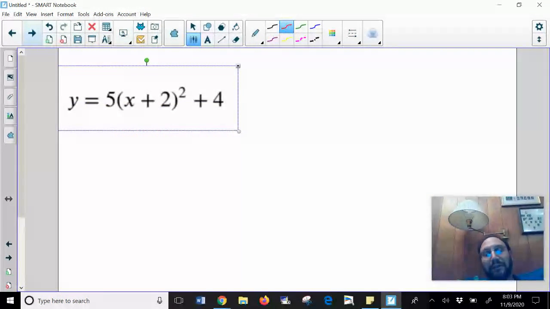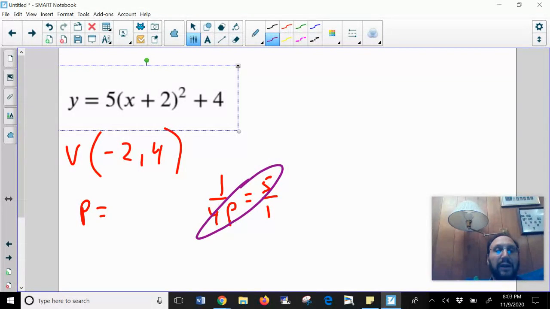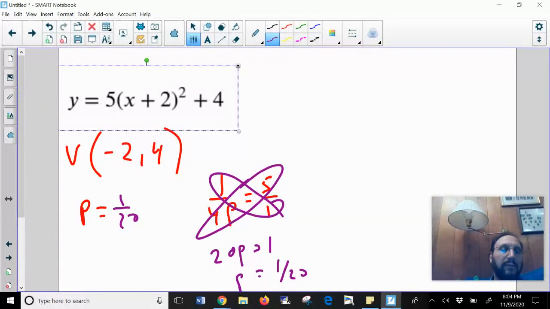The next set of 4 problems for 1 point each ask different questions. What's the vertex? Well, the vertex on this one, h, k, is -2, 4. The p-value we can figure out by doing 1 over 4p. 1 over 4p is equal to 5 because the 5 is in the 1 over 4p spot. So looking at cross products, I get 20p is equal to 1. Divide by 20, so the p-value is 1 over 20.